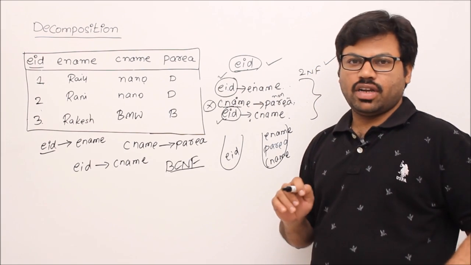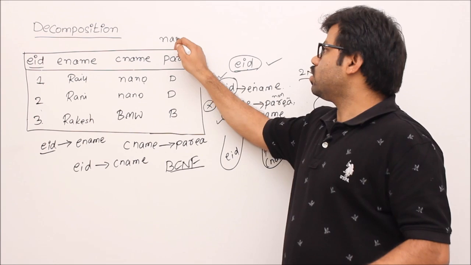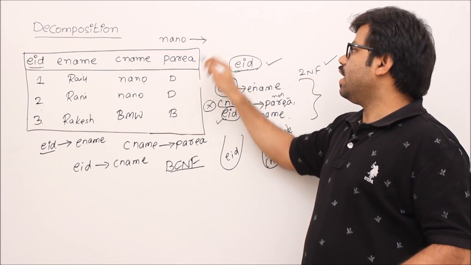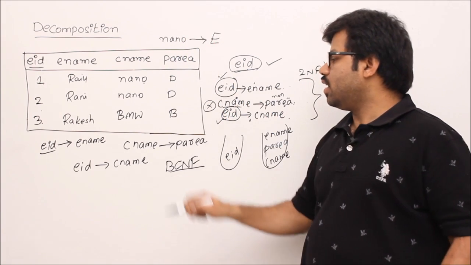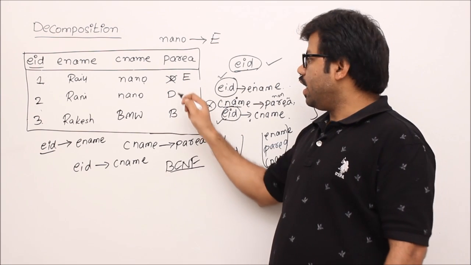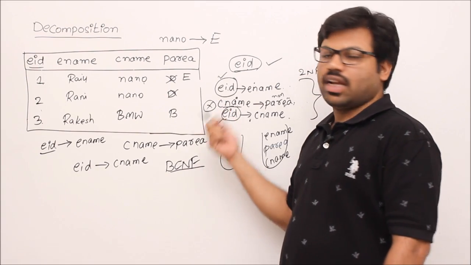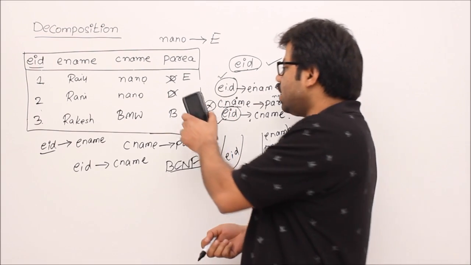What is updation anomaly? Suddenly, the company realized that nano cars should go to parking area E, not D. Then they have to update it like this. Nano means E. But everywhere they have to update. If they miss it, they get updation anomaly. We know that. Second one, insertion anomaly.